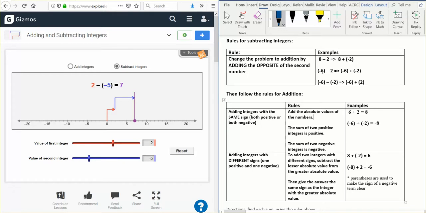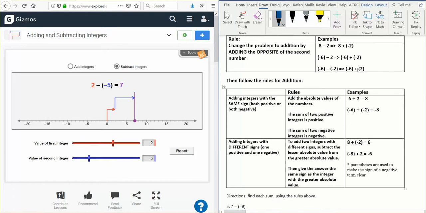Here's another example. Negative 6 minus 2. We leave the first number alone. Negative 6 does not change. We change the minus sign to a plus sign. We change the 2 to a negative 2. We're changing to the opposite. One more example. Negative 6 minus negative 2. Leave the first number alone. Change the minus to a plus. Change the negative 2 to its opposite. The opposite of a negative is positive. So this becomes negative 6 plus 2.